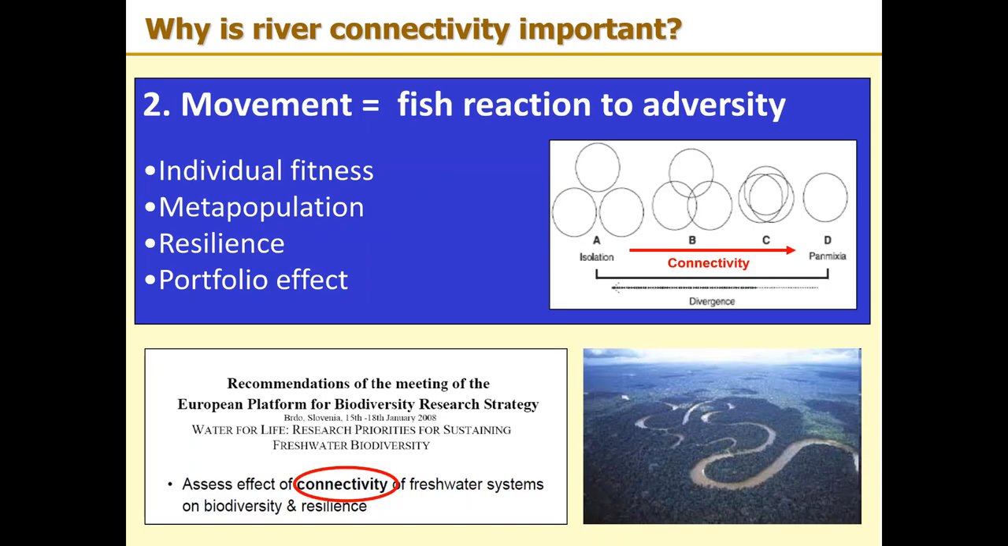The second reason, and this is more specifically related to the topic of our talk today, has to do with fish: fish have a limited ability to change the environment they live in. And their main weapon, their main response to adversity, is to move. Okay, so I think it's useful to regard fish movement as a reaction to adversity. And that underpins and determines individual fitness. It underpins the so-called portfolio effect, to what extent metapopulations can be linked, and it also underpins the resilience of these fish populations that we are going to be dealing with in this talk.